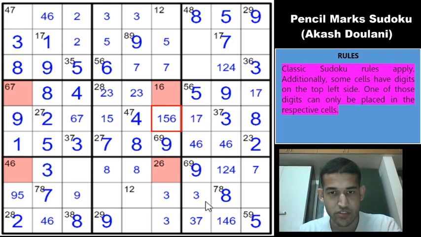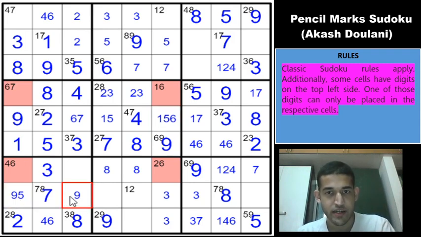I think the Sudoku has reached its tipping point. If you get some more digits, we'll be able to quickly finish the Sudoku. Okay, 9 is in one of these two cells, which means that 9 has to be here because 9 is in column 1.